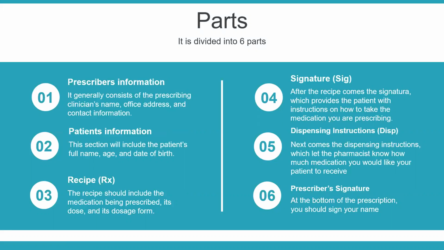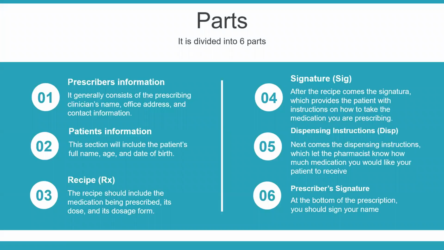Then the patient's information. Definitely we need the patient's information, the problems, the complaints that the patient has. So after the prescriber's information is the patient's information. This section will include the patient's full name, age, and date of birth, and also the complaint of the patient. Sometimes the patient's home address will also be mentioned, but that's not a very usual case. It's a very rare case. That's not usually mentioned in the prescription.